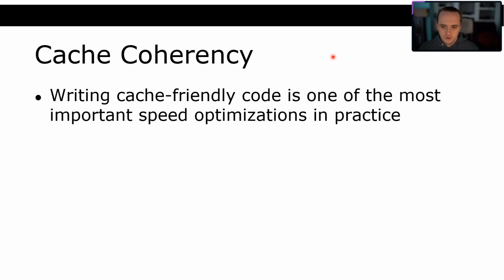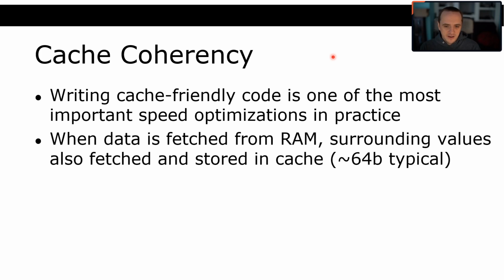Writing cache-friendly code is one of the most important speed optimizations in practice in your program. When data is fetched from RAM, surrounding values in the RAM are fetched and stored in what's called the cache, okay? So the cache is a very small part of memory. There are different types of cache. We're not going to get into L1, L2, whatever. But the fastest cache that we're worried about is something like 64 bytes or something like that. It's super, super small, okay?